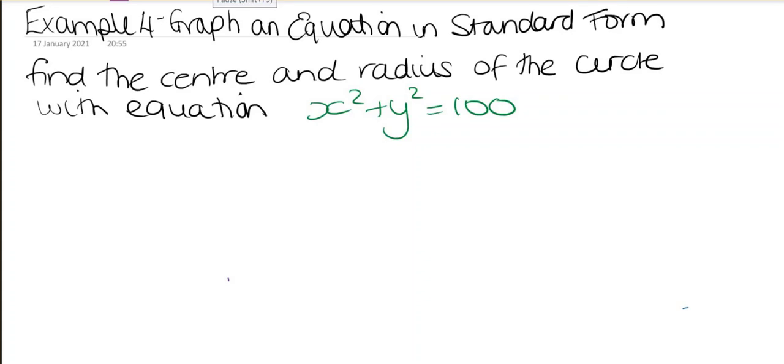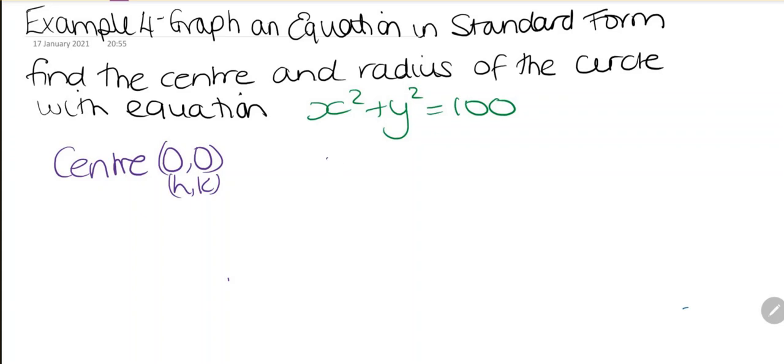So example 4, graph an equation in standard form. Find the center and radius of the circle with equation x squared plus y squared is 100. So we have no minus h or minus k. So we know that the center, h and k, is 0. So the next thing we need to do is find the radius.